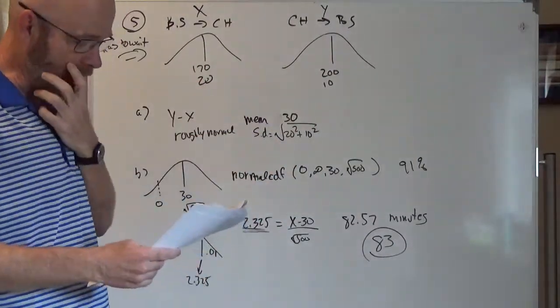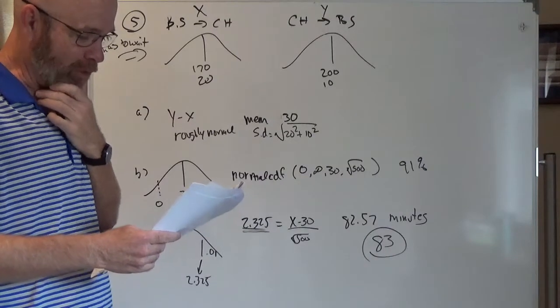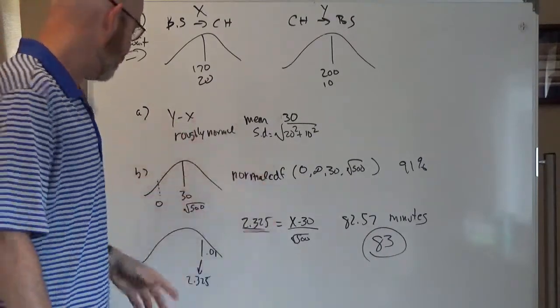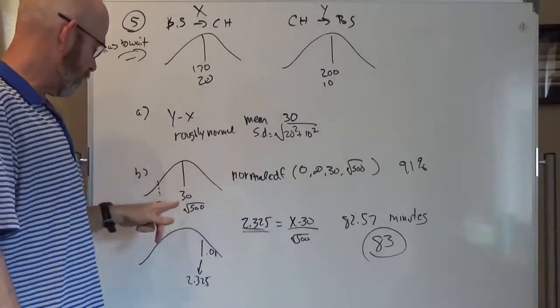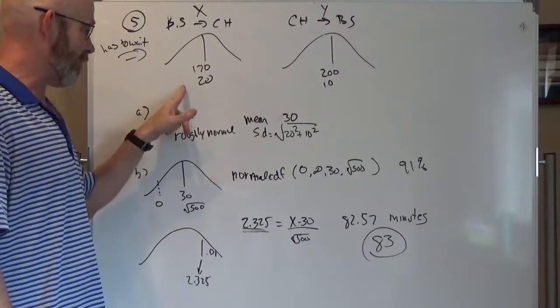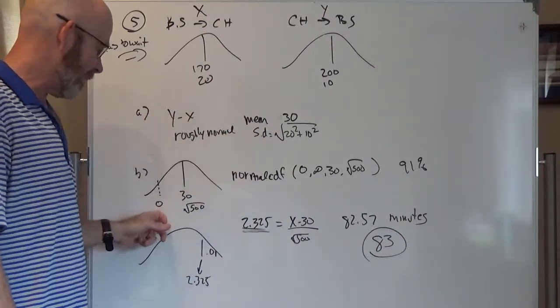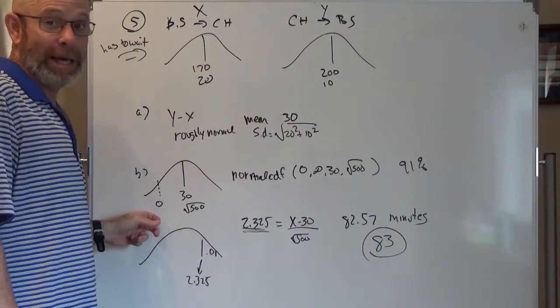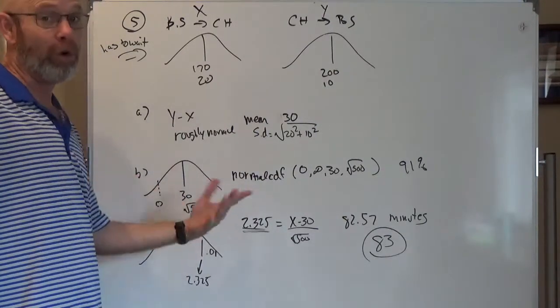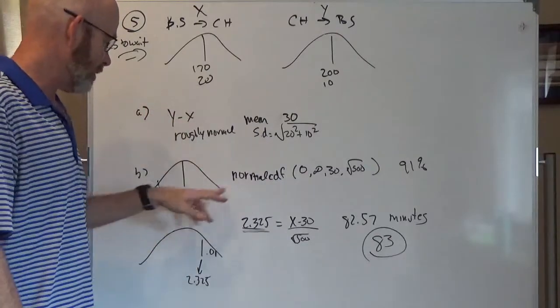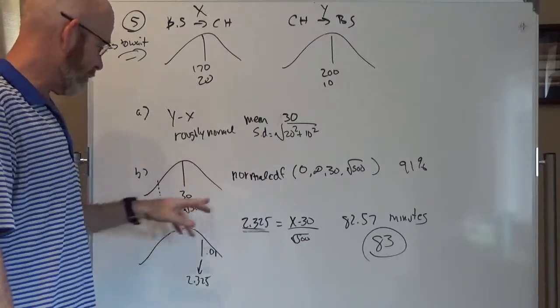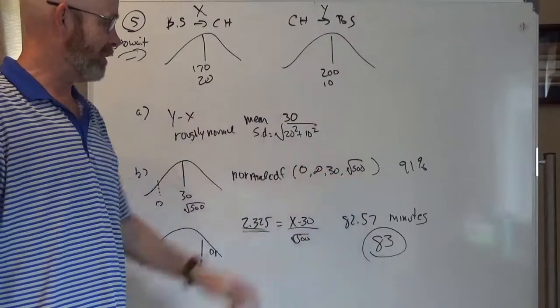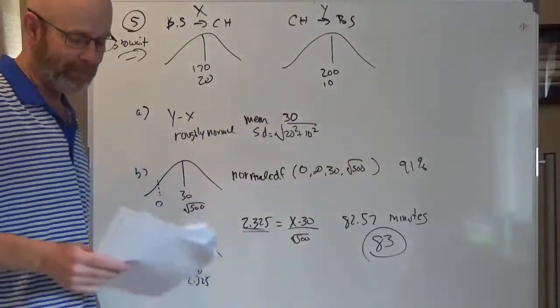Part B in that problem says, over the long run, what proportion of days will the train have to wait? So we got this distribution. Waiting means these guys get there first. It means y minus x is greater than 0, right? So anything greater than 0, they're going to have to wait. Clearly a whole bunch of times, which we said at the beginning, right? So it's just normal CDF from 0 to infinity with a mean of 30 and a standard deviation of about 22.4, about 91% of the time.